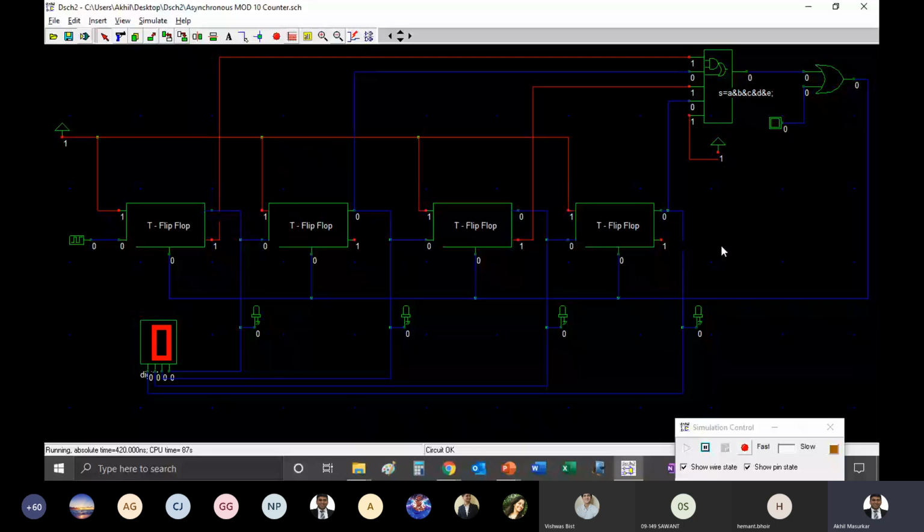After 9 it becomes 0. Yes, so it is perfectly working like a mod 10 counter. Now let's see one small problem.